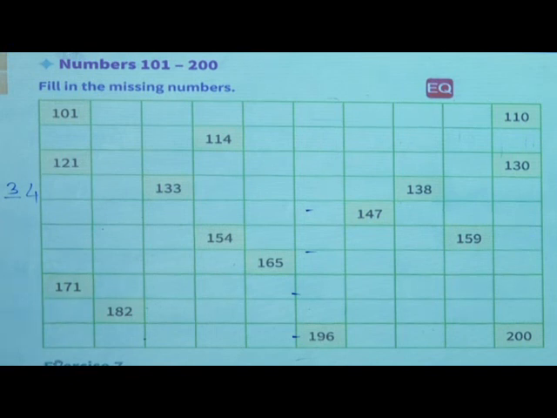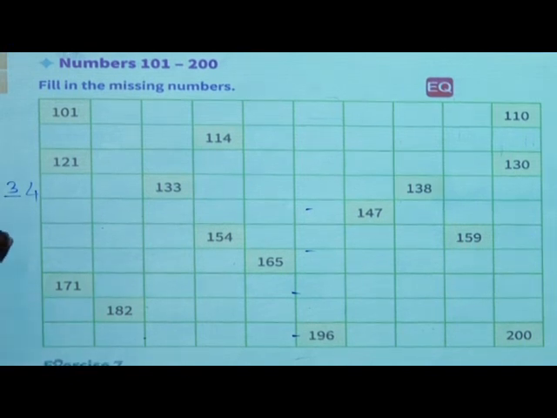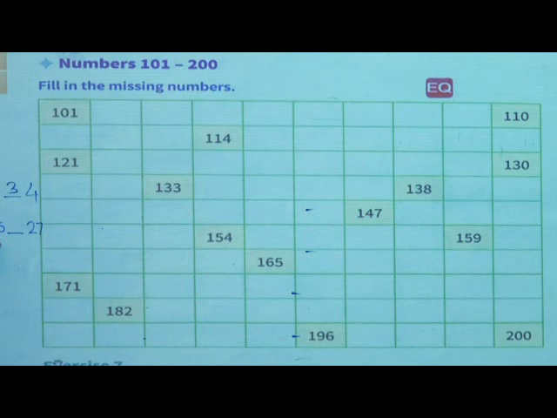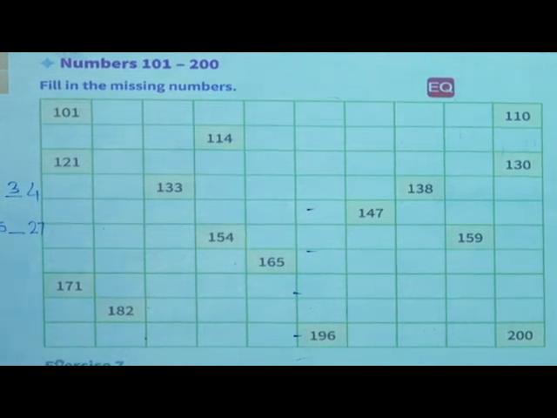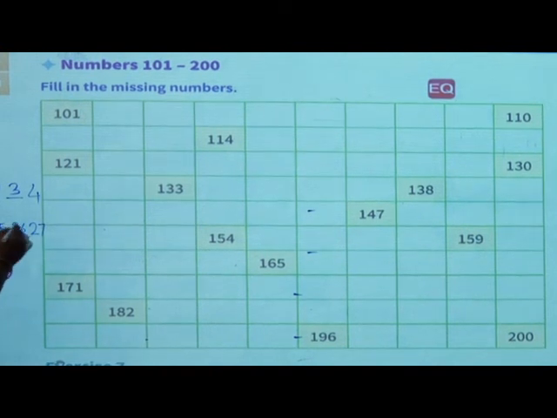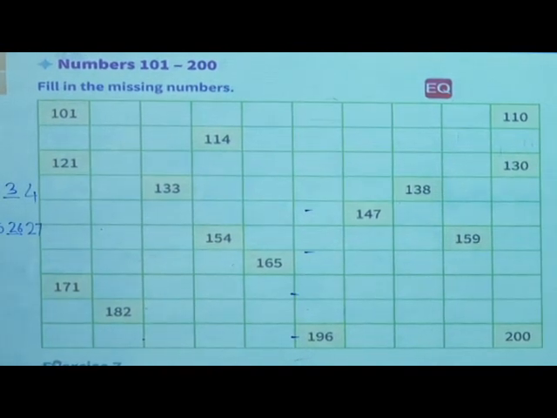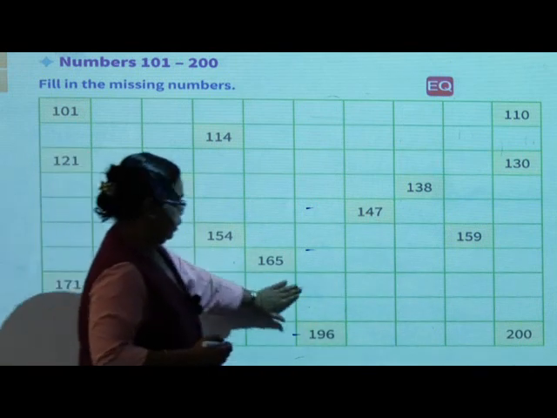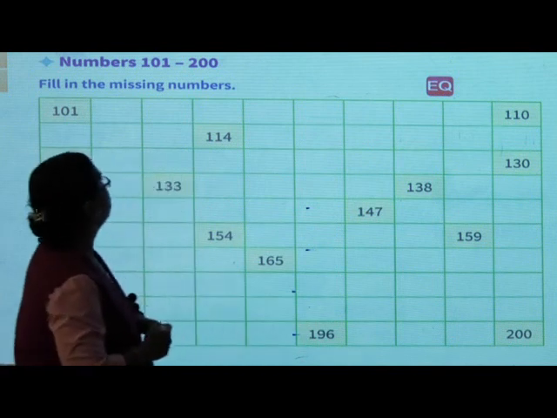Then afterwards 2 digit also we saw 25, 27. What is the missing number of 25 and 27? Between this is 26. We have seen this in the first chapter. Now we are going to see missing number of 3 digit. Now see, come on, write with me children.